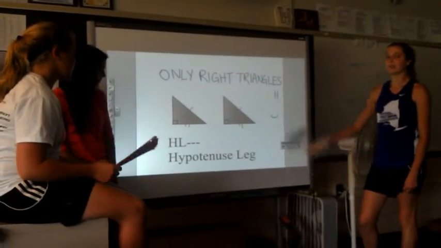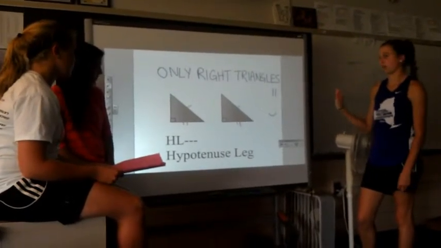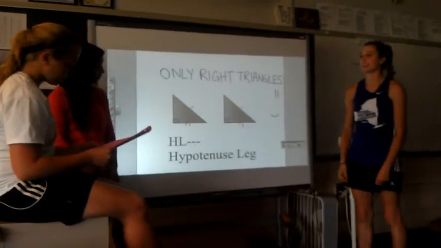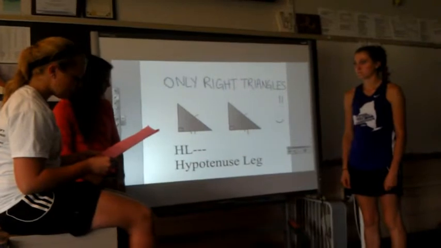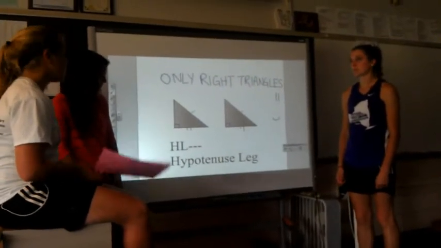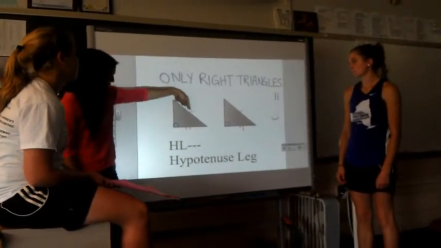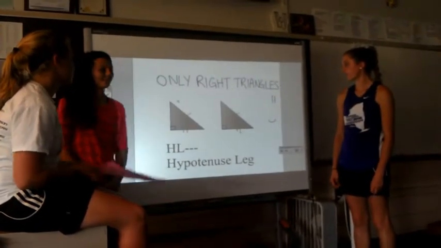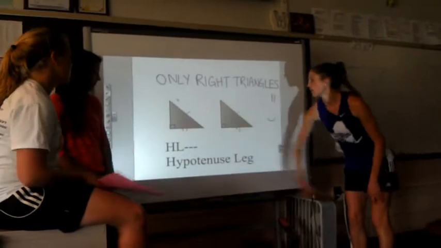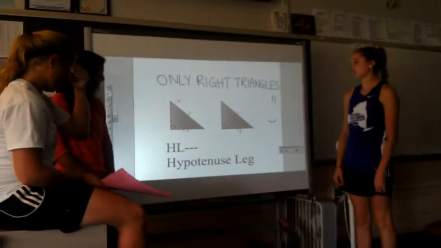Okay, so this one we have a big disclaimer up top. It's only for right triangles. This is hypotenuse leg. If the hypotenuse and leg of one right triangle are congruent to the corresponding parts of another right triangle, the right triangles are congruent. So here's your hypotenuse, and here's your leg, and it's the same for that one, so those triangles are congruent. Yep, and we already know that they're right triangles because they have right angles.